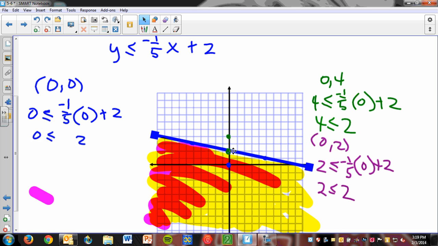Let's check on the line to see if my line is okay. Multiplied out. 2 is less than or equal to 2. We have it or equal to, so it can be on that line. So that's how you do those.